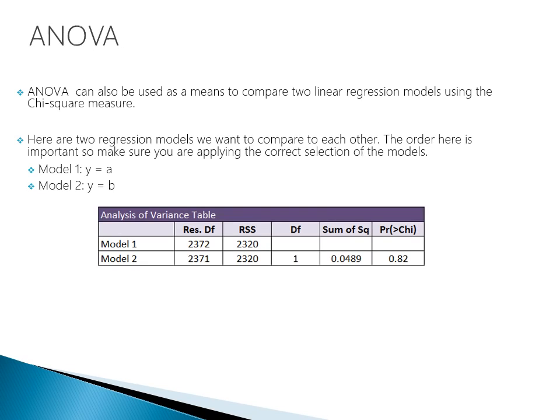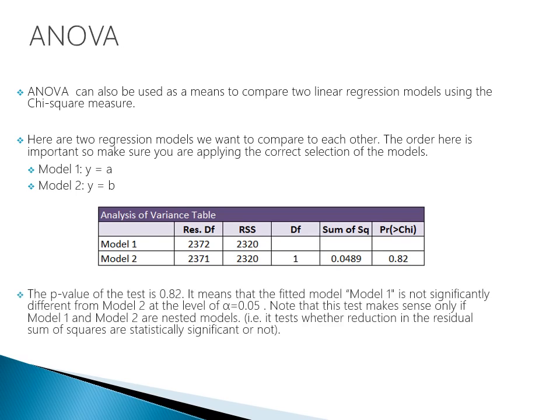So when I run my analysis of variance, I get the following output. The p-value of the test is 0.82. It means that the fitted model, Model 1, is not significantly different from Model 2 at the level of alpha equals 0.05. Note that this test makes sense only if Model 1 and Model 2 are nested models, because it tests whether the reduction in the residual sum of squares is statistically significant or not.